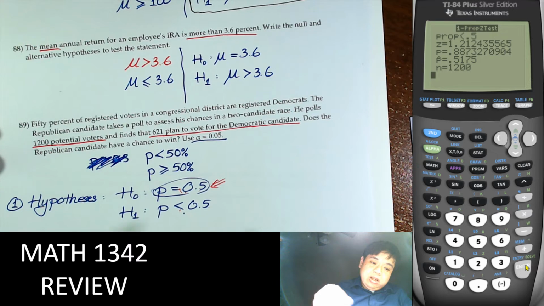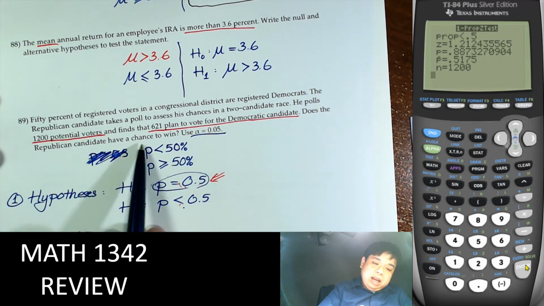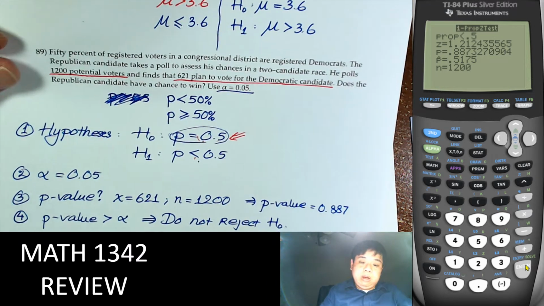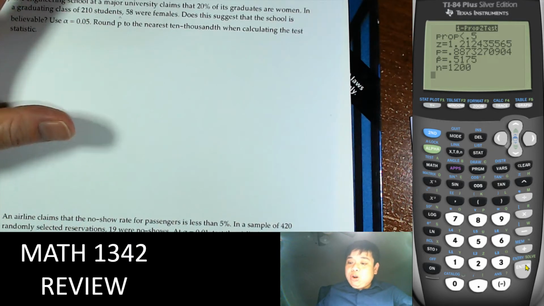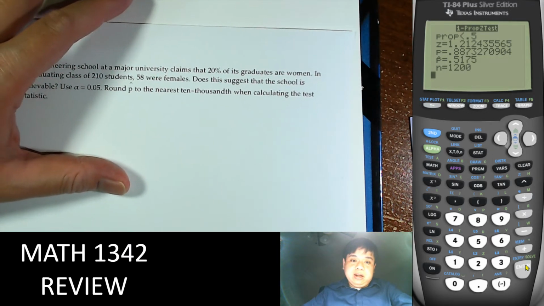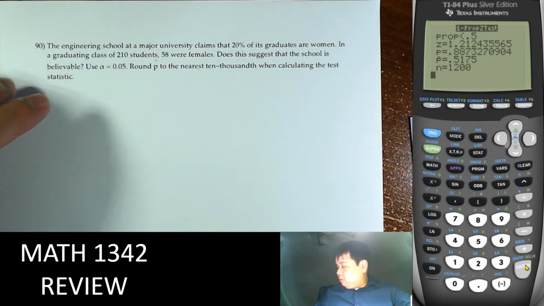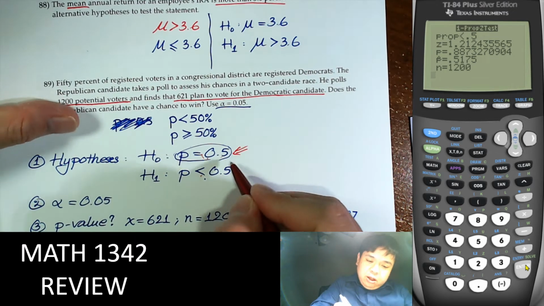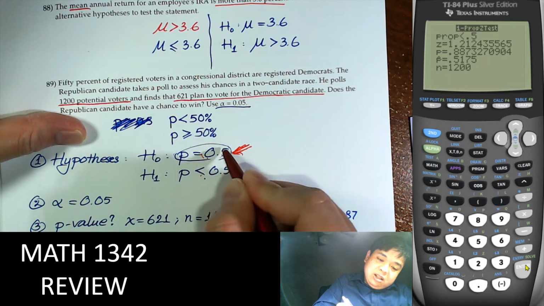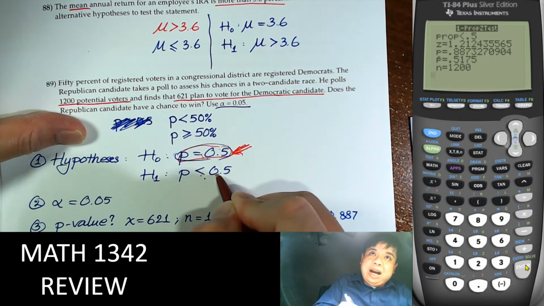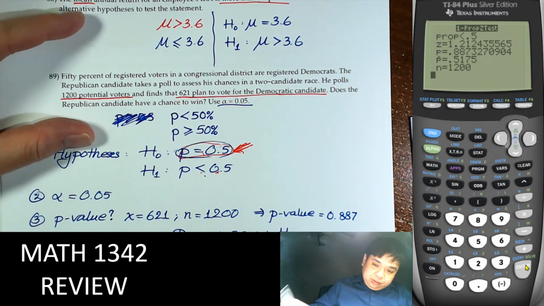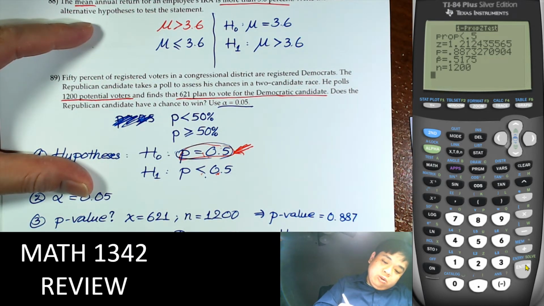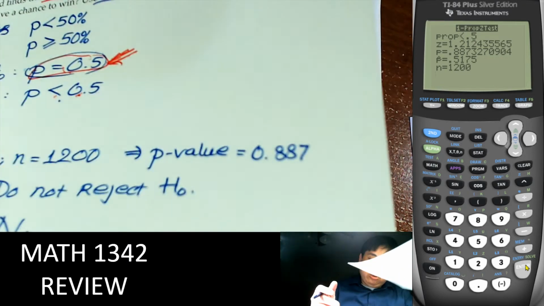So the question is, does the Republican candidate have a chance? The answer will be no, because based on this example, it could not be the case. Once again, we do not reject the null, so we cannot go with the alternative hypothesis. So the answer should be no.